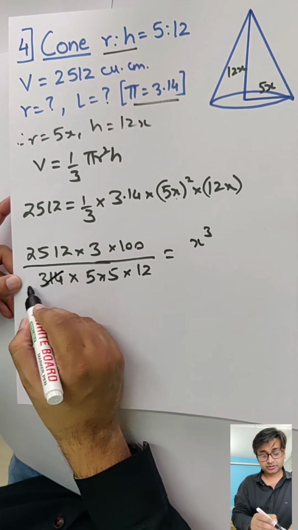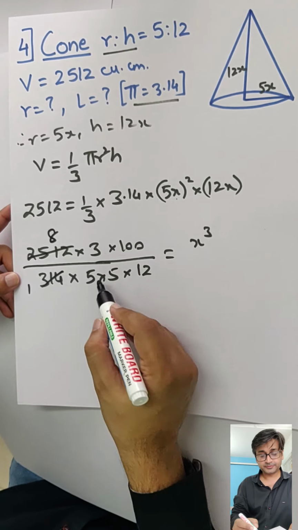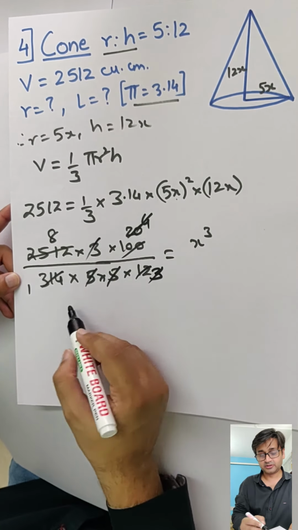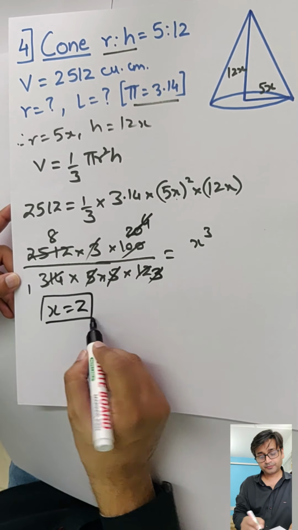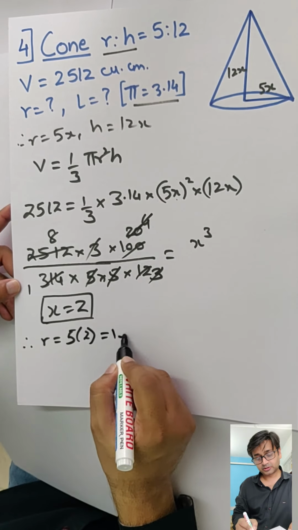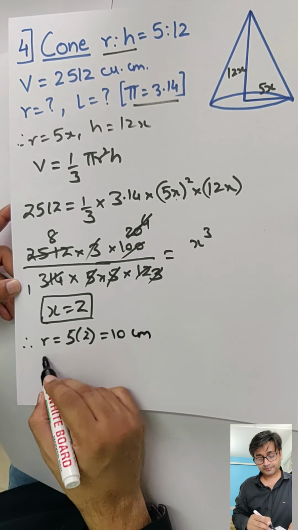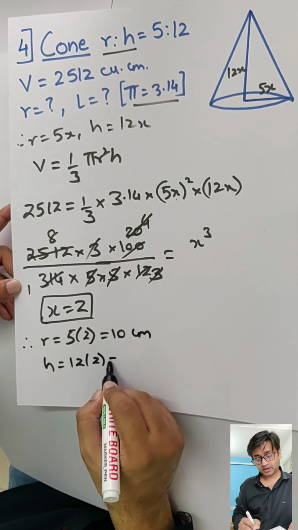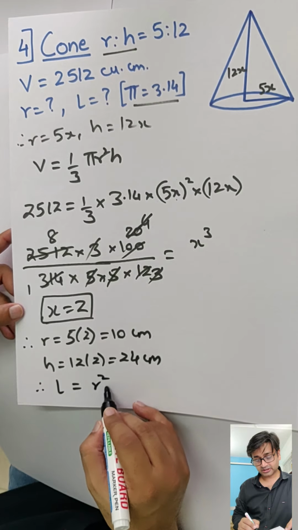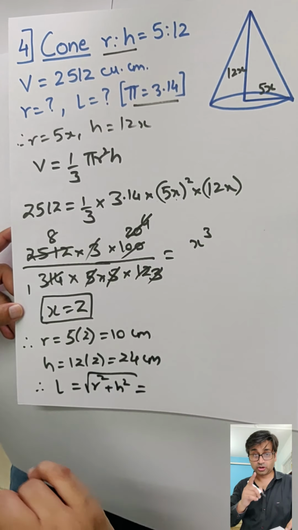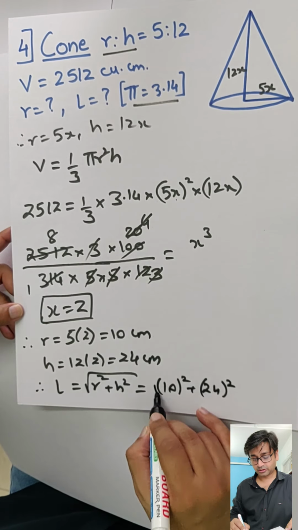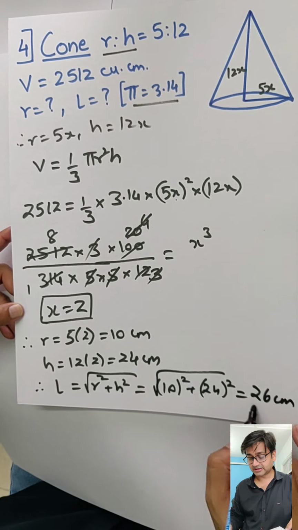the slant height. So 314 ones are 8 times. 5 ones are 20s are, 5 ones are 4s are, 1s are 3s are, 3 3 goes. So x becomes 2. Correct? Once I get x, therefore radius is 5 into 2. So 10 centimeters. Height is 12 into 2, 24 centimeters. And therefore slant height will be r square plus h square under the root. Pythagoras theorem. So 10 square plus 24 square under the root. When you solve it, you will get 26 centimeters.